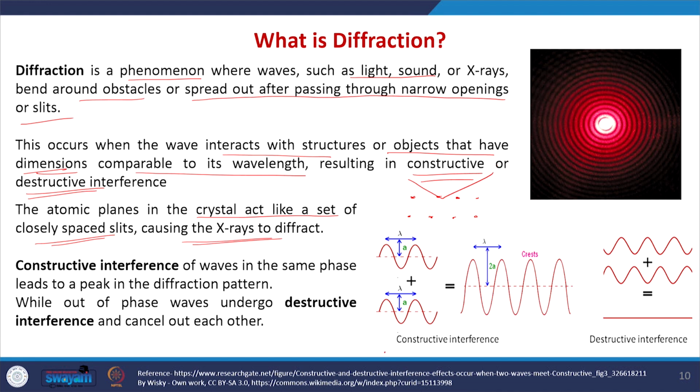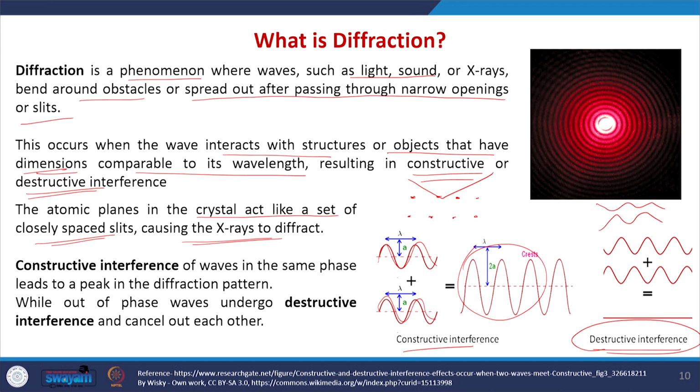Let us see what constructive interference and destructive interference are. Constructive interference means the waves in the same phase lead to a peak in the diffraction pattern. We can see the waves are in the same phase, so we will get the peak. Out of phase waves undergo destructive interference and cancel each other out. You can see here the waves are out of phase, due to which they cancel each other out, and that is called destructive interference.